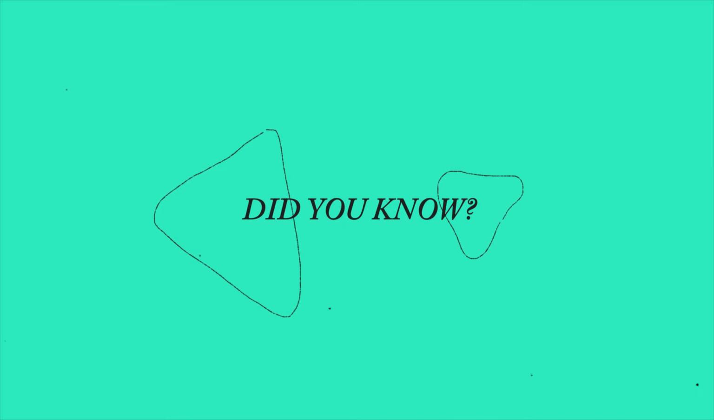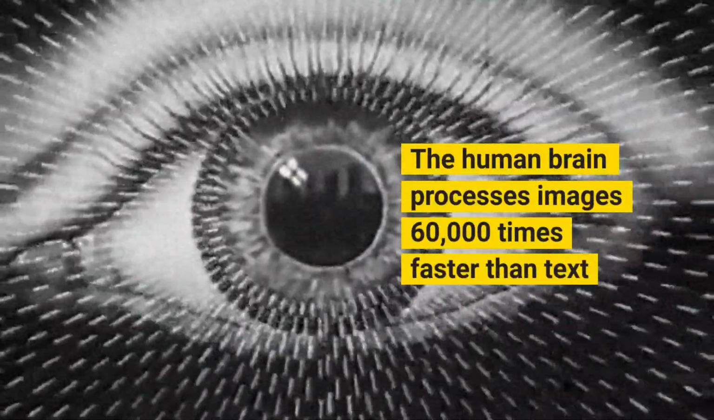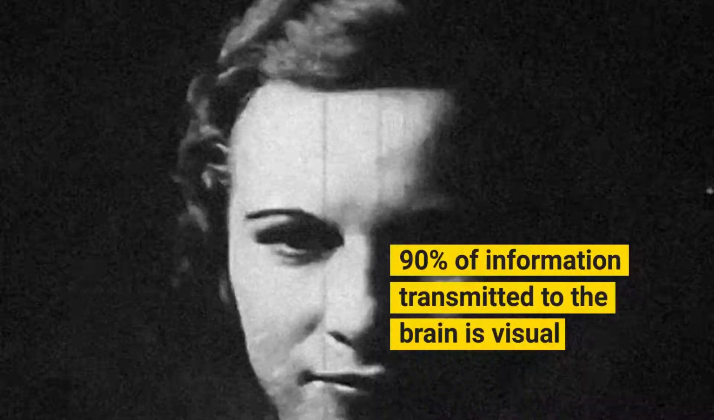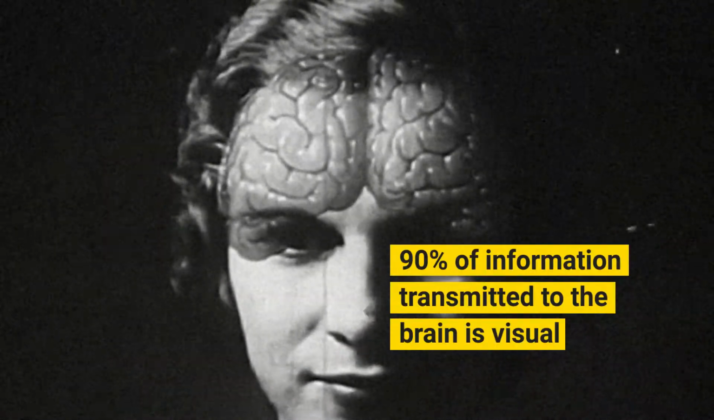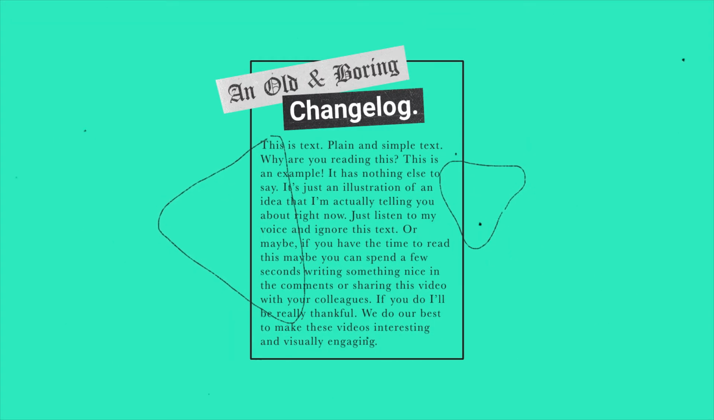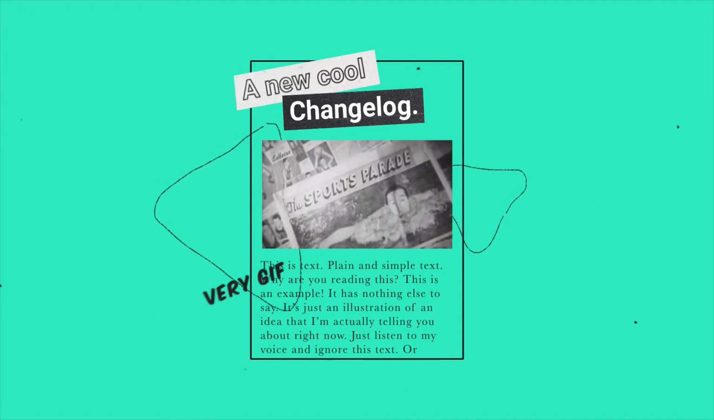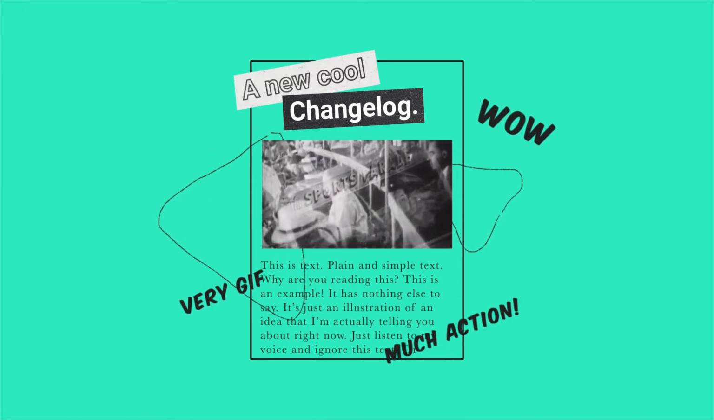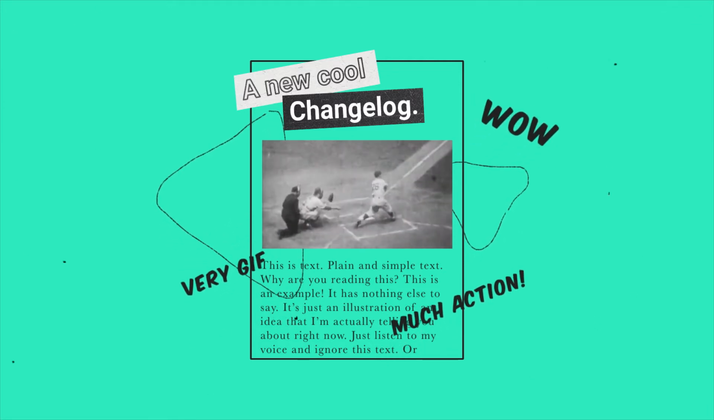Did you know? The human brain processes images 60,000 times faster than text. And 90% of information transmitted to the brain is visual. So, don't just explain in a rambling paragraph what the feature does and hope users take notice, interest, and advantage of it. Instead, show the functionality with GIFs and video tutorials. Make it something that'd capture even your attention.